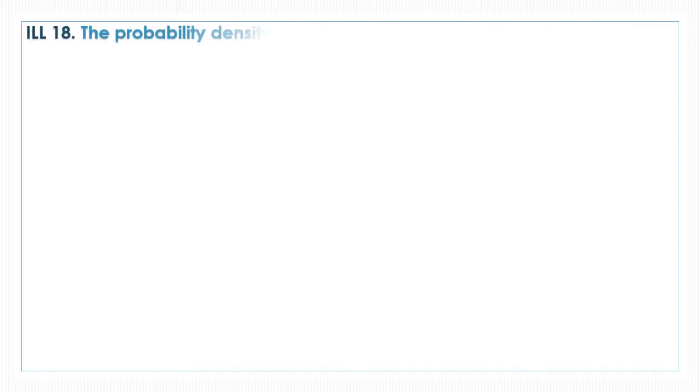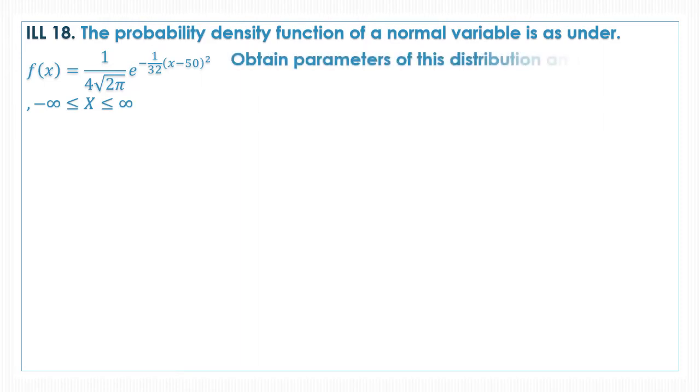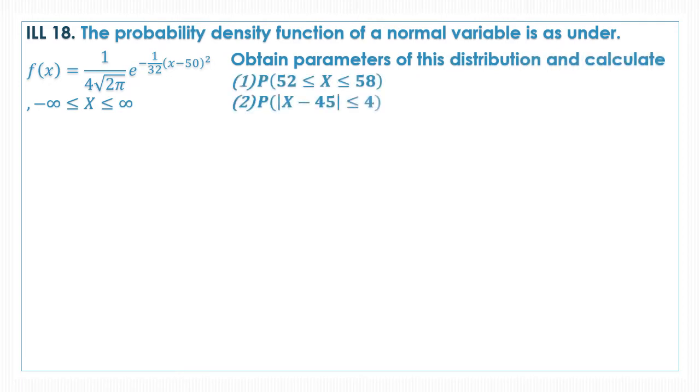The probability density function of a normal variable is as under, which is f(x) = 1 upon 4 root 2 pi e raised to negative 1 upon 32 into bracket (x minus 50) whole square, where x is between negative infinity and positive infinity. Now what we have to do is obtain the parameters of this distribution and calculate the first probability, x is between 52 and 58, and second, the probability modulus x minus 45 less than or equal to 4.